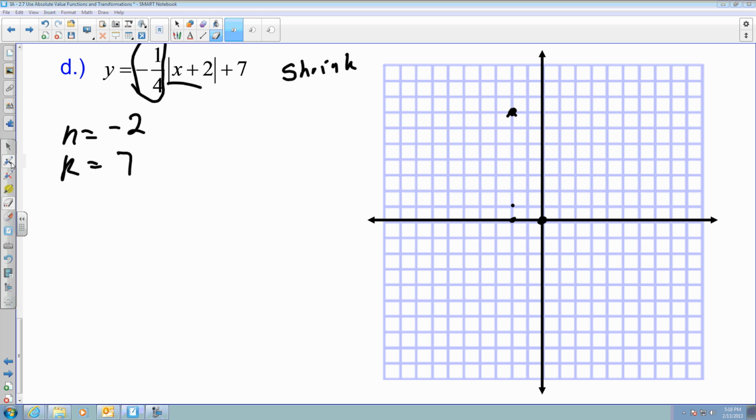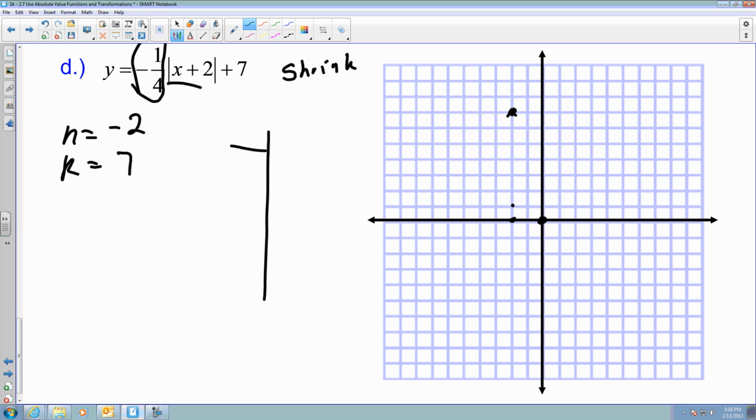Okay. So again, when I'm making the table, I can't use the standard -3, -2, -1, 0, 1, 2, and 3. I have to use my middle, which would be -2. So that means I can use 3 units smaller, so I can go -3, -4, -5, and I can go 3 units bigger, so I can go -1, 0, and 1.